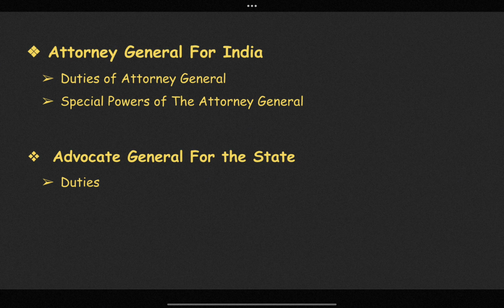Under Article 88, the Attorney General has the right to speak and to take part in the proceedings of the Houses of the Parliament and any of its joint sessions, and in any committee of the Parliament of which he has been named a member, without the right to vote. The same powers are given to the ministers also, but they have the right to vote.